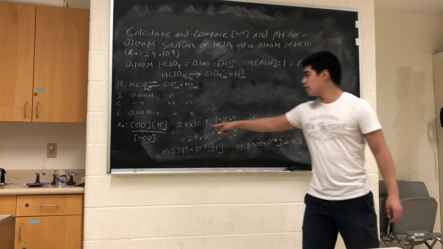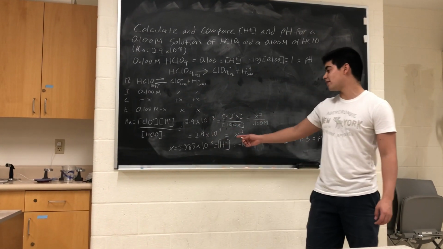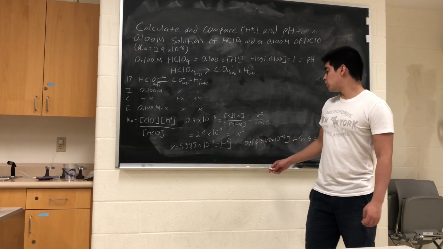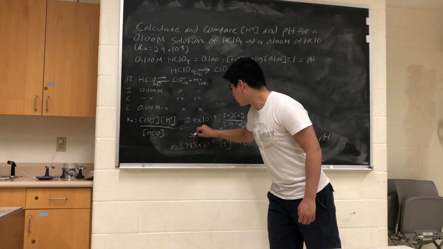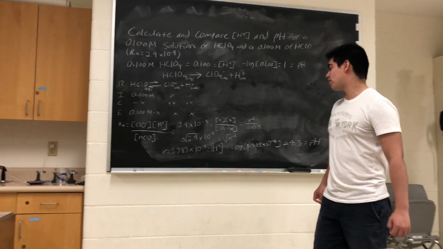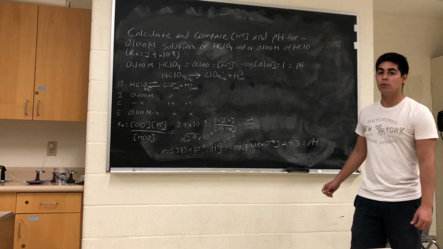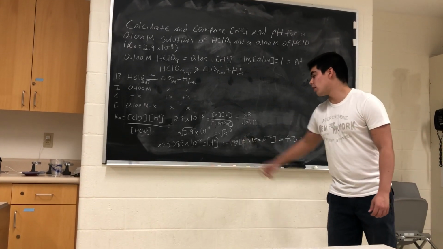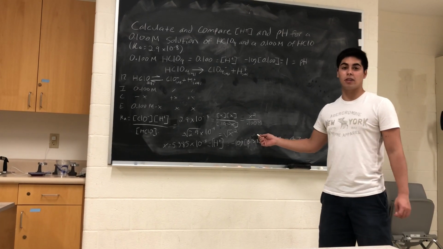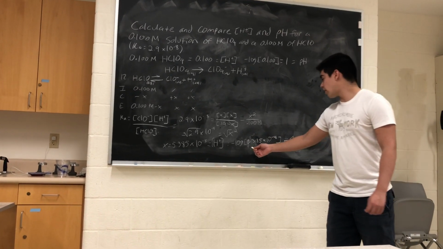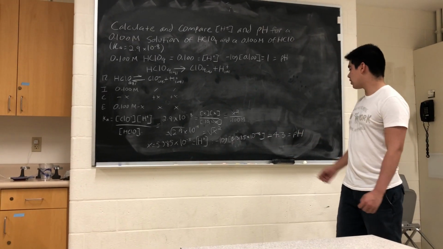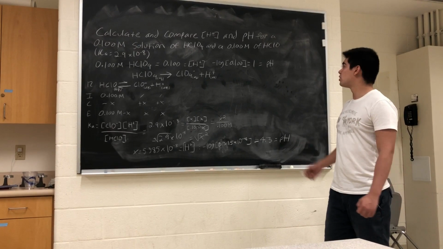So you multiply 0.1 by the Ka value, you have 2.9 times 10 to the negative 9 equal to x squared. And then you take the square root, simple math, quick math, and then you have 5.385 times 10 to the negative 5 is equal to your concentration. This is your H plus. And then we're going to use the same formula, the negative log of the H plus concentration, which is 5.385 times 10 to the negative 5. And then plug that into your calculator, and you get 4.3 is your pH.